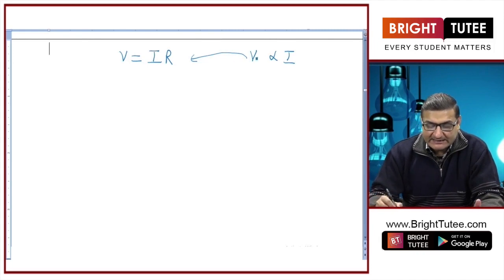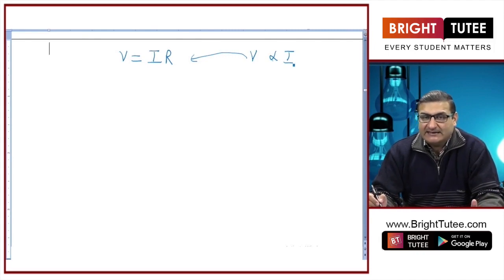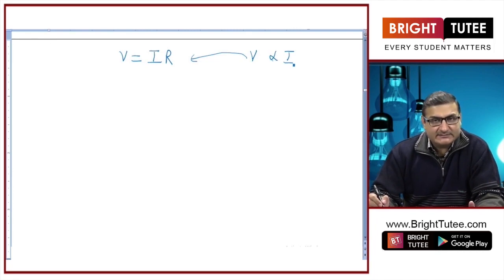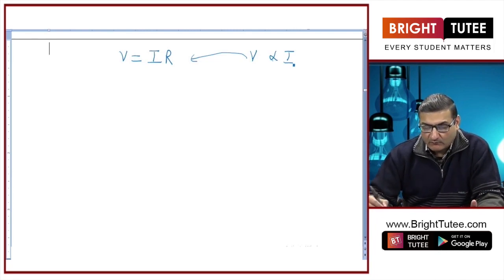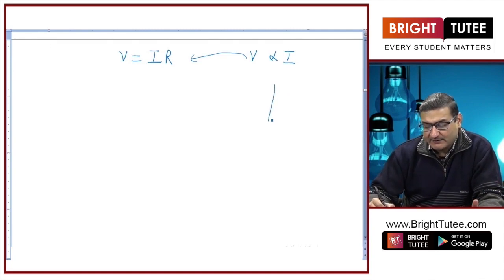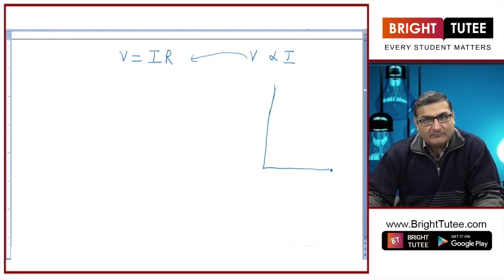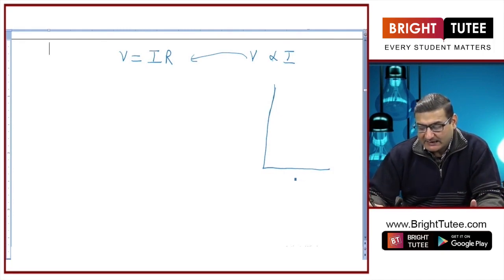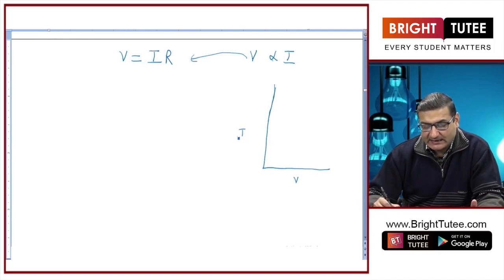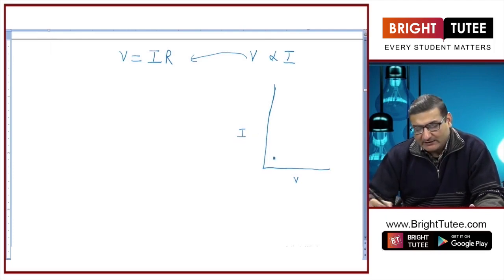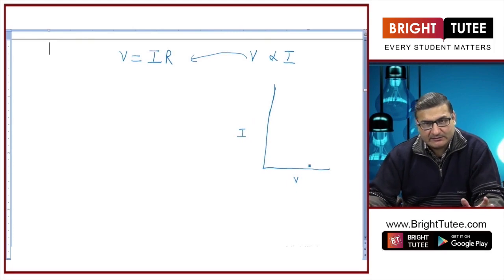Fine. When I said that V is directly proportional to I, I have explained by saying that if I is increasing, V will also increase, right? So now what I did was, in this experiment which I just did, I took the values of potential difference as well as current. Now what I will do is, I'll try to plot a graph based on these values. On one axis, I'll take the potential difference, on another axis, I'll take the current. Fine. You can take the opposite, you can take V here and I here, that is not material.